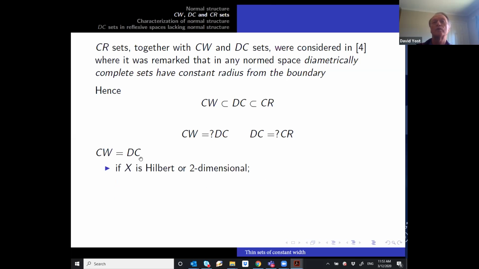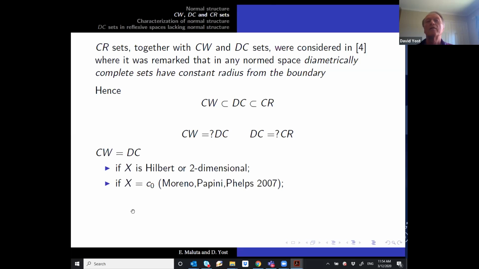Every set of constant width is diametrally complete. This is true in a Hilbert space, or it's true in Euclidean Rn. It's also true in every two-dimensional space. So the minimal counterexample to this has to be three-dimensional. It's also true in C0. And that's not trivial.